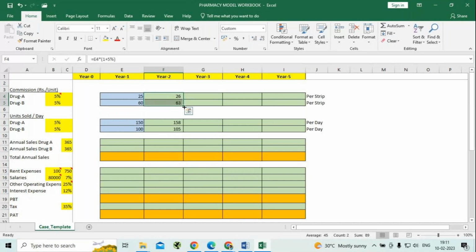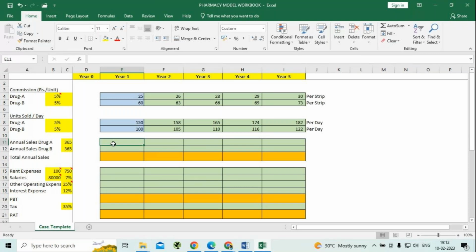So you can drag this to the other years for the increment. The shortcut key I use is Control R, on the right hand side, dragging the values. Okay, so these are the quantities per day and the commission earned on every unit. So for every year, the year by year changes in the volumes.